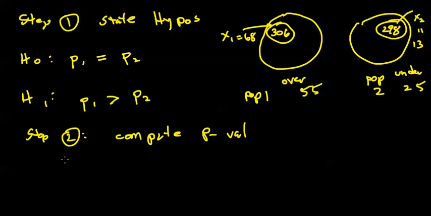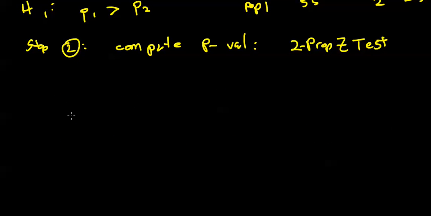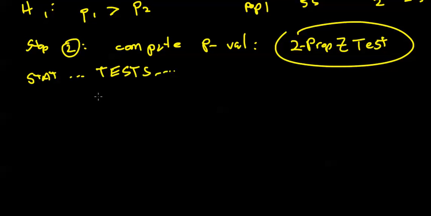And for that we will use the 2-PropZTest command. Alright, so we'll go a little quicker this time. You click Stat and Tests and scroll down to find this command. We are then prompted for X1, N1, X2, N2, and the type of test.